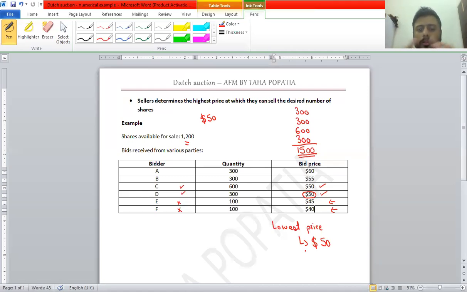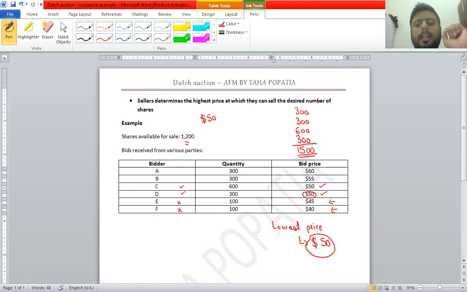Clear? Although we use this bid chart to find the lowest value, it is not the case that A will get 300 shares at 60, B will get 300 shares at 55, and we will sell 600 shares to C at 50. No, the subscription price for everyone will be the lowest price. First thing. Second thing, in this question, there is a tie.